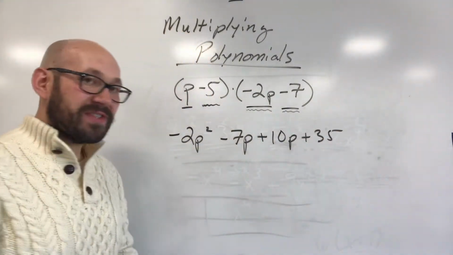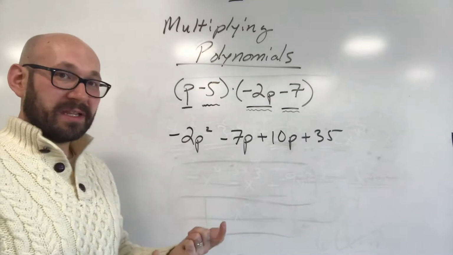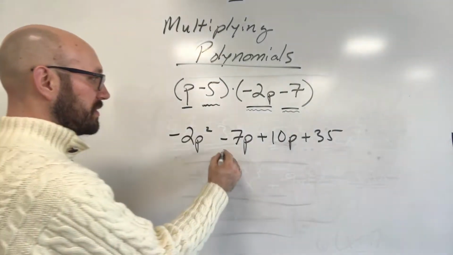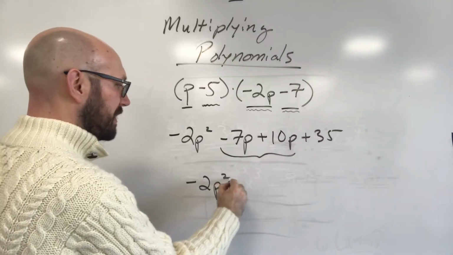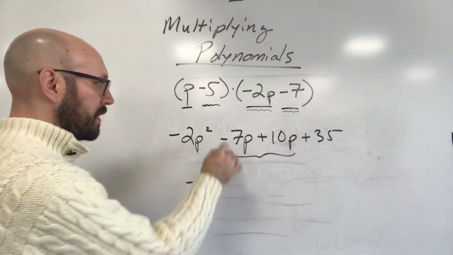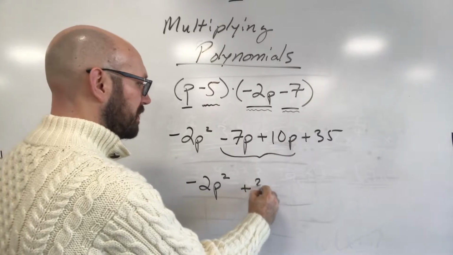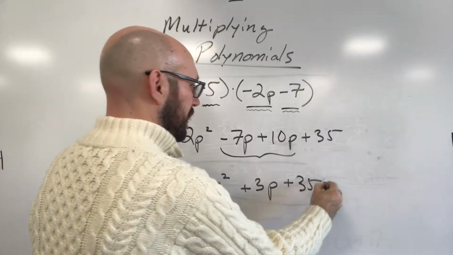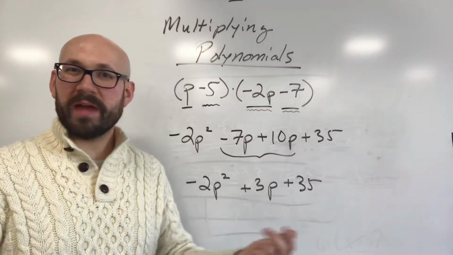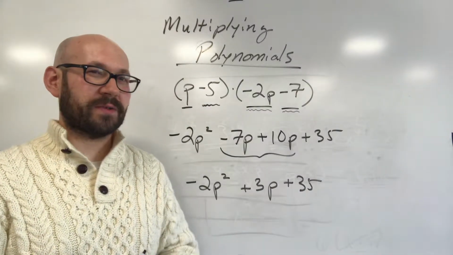The last step I'm going to take is combining the like terms. And it turns out the only like terms are right here in the middle. And that's going to give me a final simplified answer of negative 2p squared, negative 7 plus 10 is going to be plus 3p, and then plus 35. But we have another method for doing this to help you organize your thoughts.